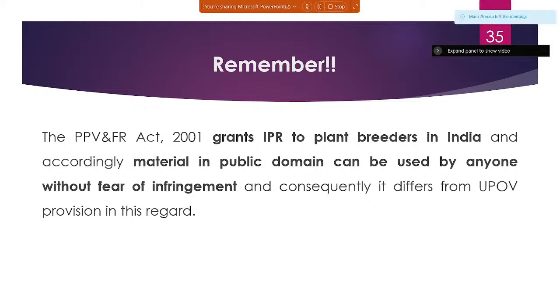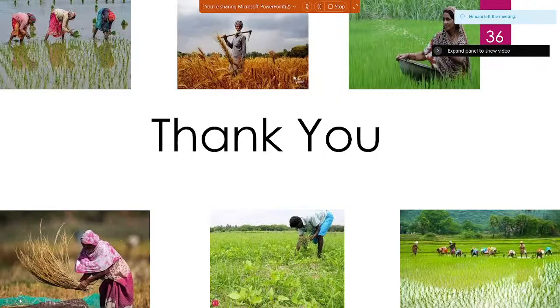You have to remember one thing: the Protection of Plant Varieties and Farmers' Rights Act 2001 grants IPR to plant breeders in India, and accordingly, the material in the public domain can be used by anyone without fear of infringement, and consequently, it differs from the UPOV provisions in this regard. Regarding plant variety protection also it differs, and I have already told you that farmers' rights protection is not even there in UPOV because they don't bother about it, but we bother because we are an agriculture-dependent country. So it is a lot different from UPOV. That is the point to remember, and thank you.